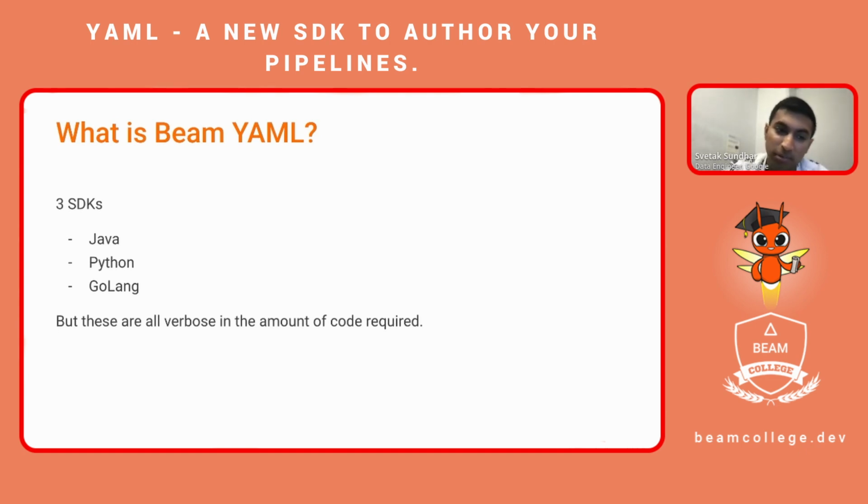So I'll give you an example. If you're writing a Java pipeline in Beam, you're going to need a pom.xml file. And so similarly, these 3 SDKs come with their fair share of challenges. And so that's why we decided to introduce Beam YAML, which is a much simpler low-code solution to author your data pipelines.